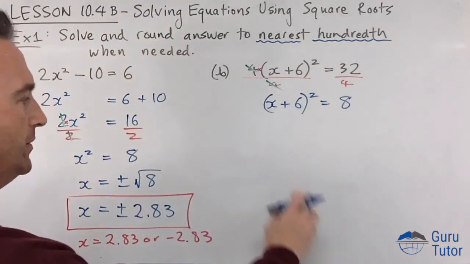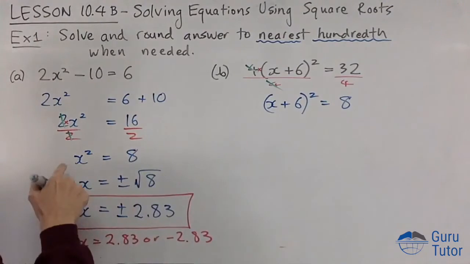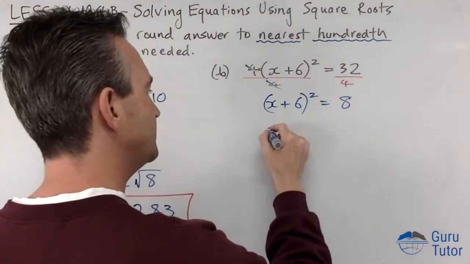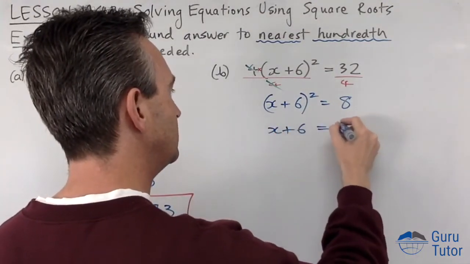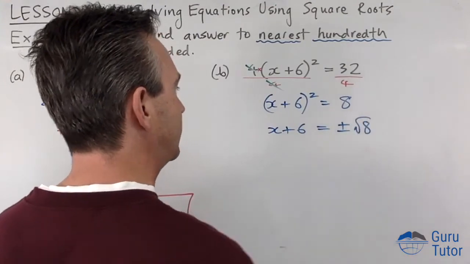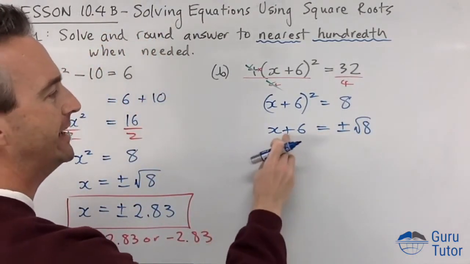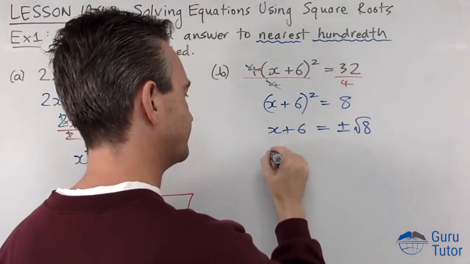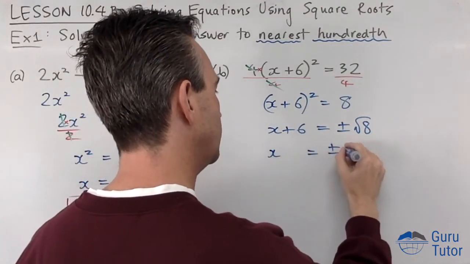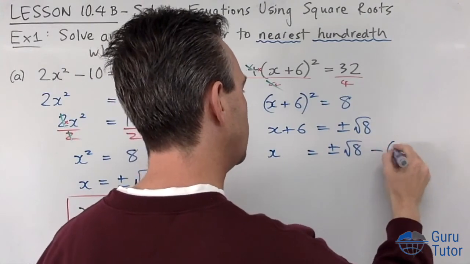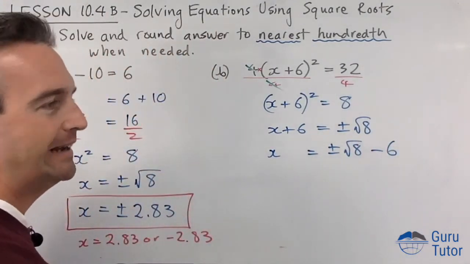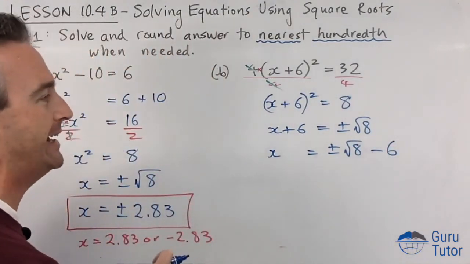And now what we do, it's the same step as from here to here, except we've got brackets here. The x plus 6 is going to be plus or minus radical 8. And just be careful here, this is different. We still want to get x alone. Now we move the plus 6 over. Plus or minus radical 8 minus 6. Does that make sense?